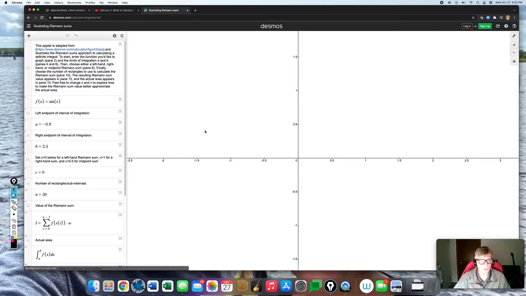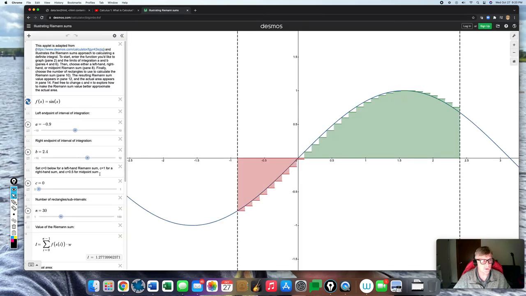There's a Desmos one, yeah, here we go. There's a thing on Desmos where you see the number of rectangles, and if you increase the number of rectangles, look what happens. The estimate gets a little bit better as you increase the number of rectangles. And if you only use, say, 1 or 2 rectangles, that's not a very good estimate.